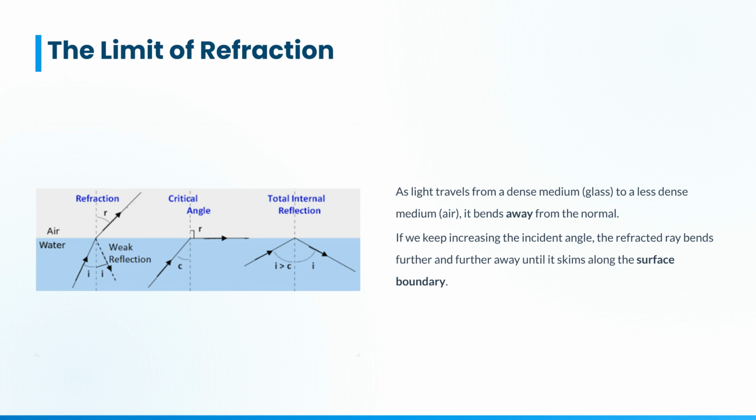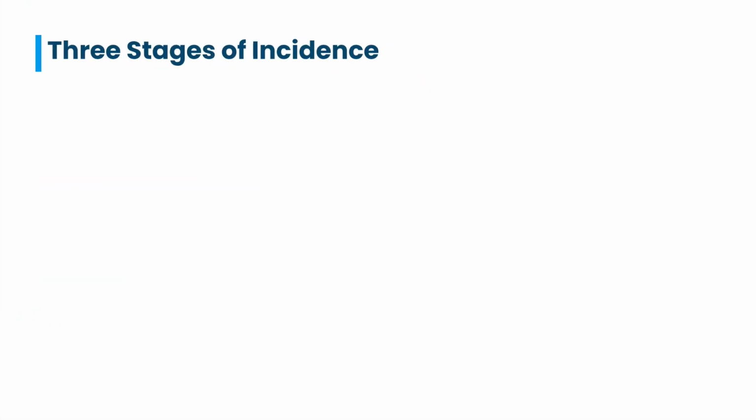When light travels from a dense medium to a less dense one, it bends away from the normal. As we increase the incident angle, the light bends further until it eventually skims right along the surface boundary. There are 3 stages of incidence.